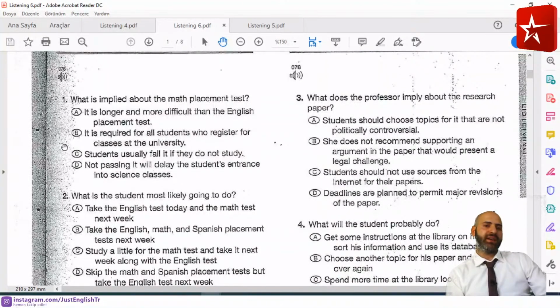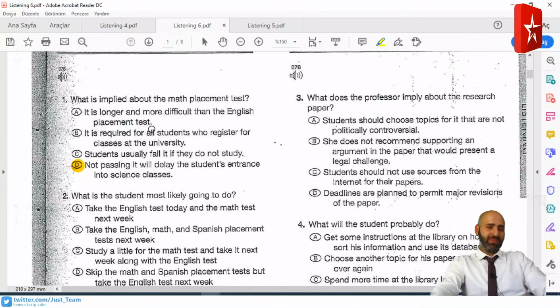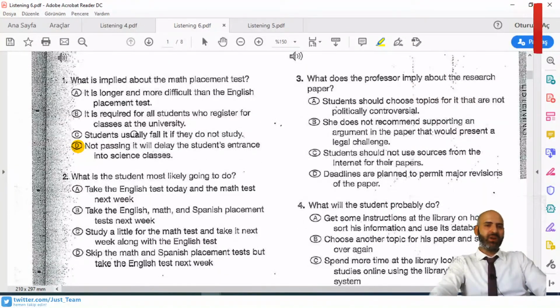Dilara, Ece, and Ayna say D, and it is correct. Let's see question number 2. What is the student most likely going to do?